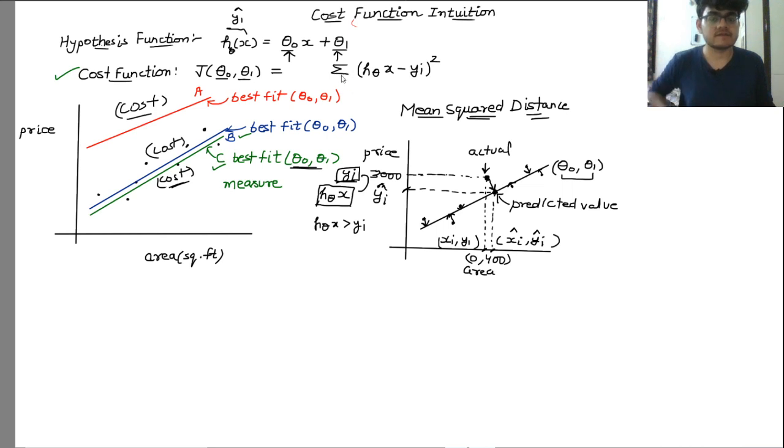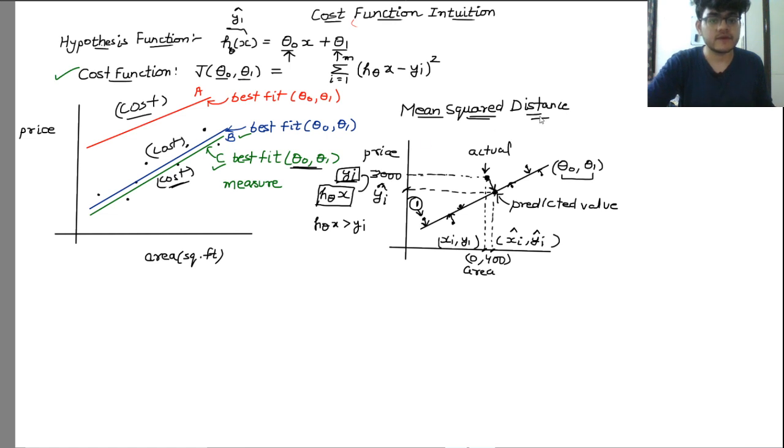I'm going to write summation here, and it will go from i equals 1, which is this point. Let's say this is the first point. So it will go from i equals 1, and let's suppose there are m points, so it will go from i equals 1 till m. So this is how you calculate the values of theta 0 and theta 1.